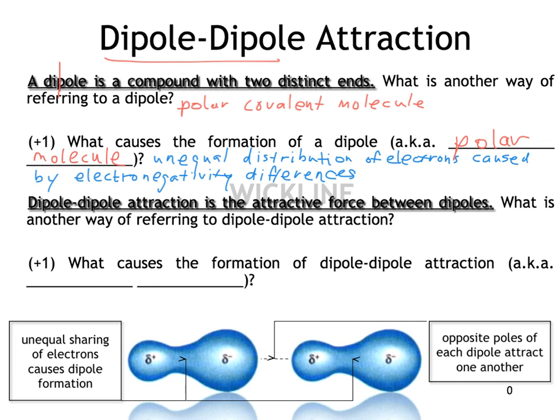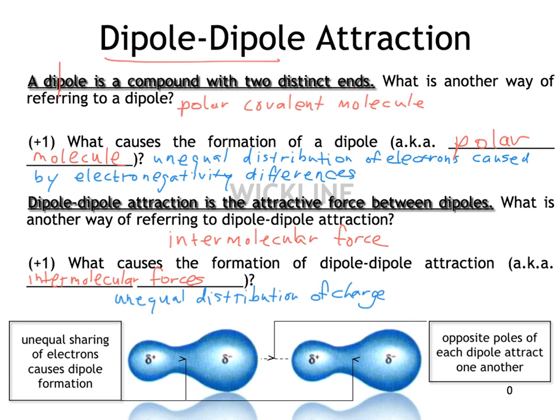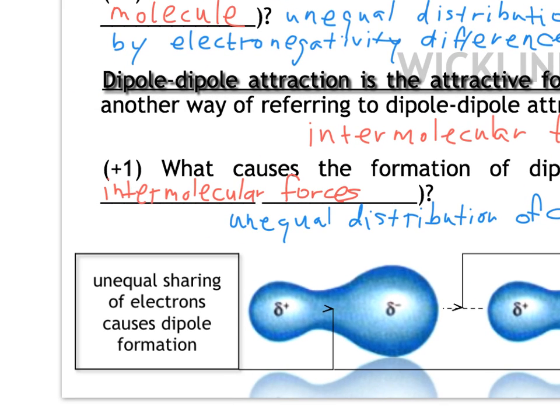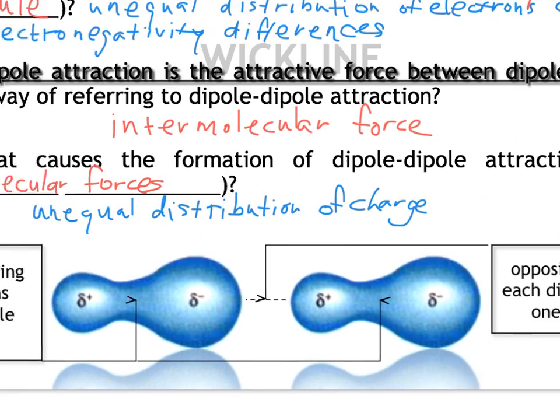Therefore, dipole-dipole attraction is actually just an attractive force between dipoles. And another way that you could refer to this is what the regents would call it, and that would simply be intermolecular force. And the root cause of the formation of dipole-dipole attractions, or intermolecular forces, is in fact the unequal distribution of electrons. So I have highlighted that here. We have the unequal sharing of electrons, which is causing the dipole formation itself.